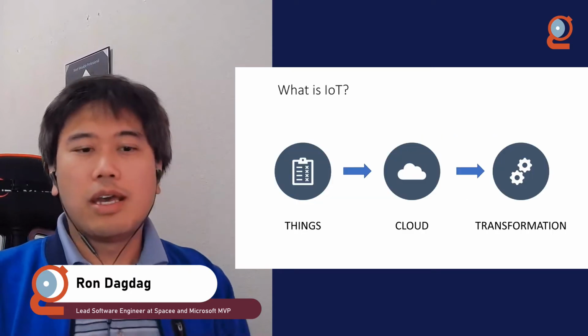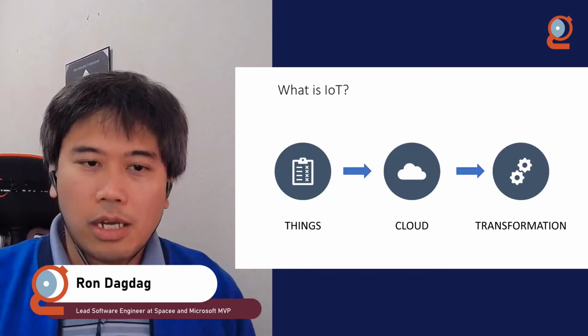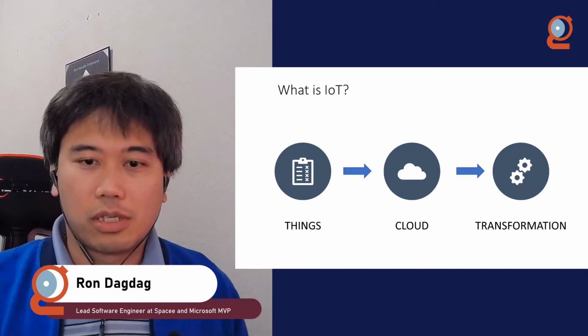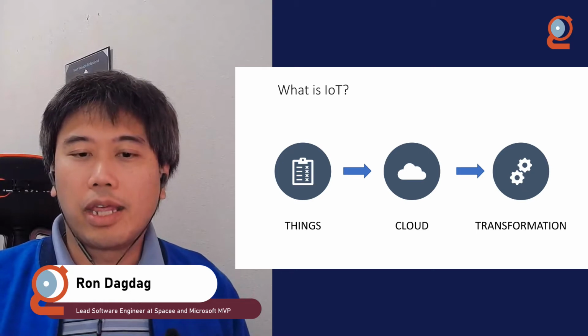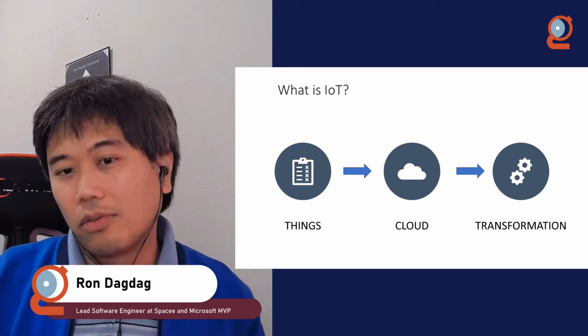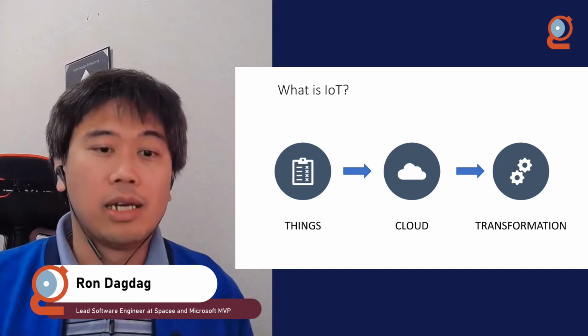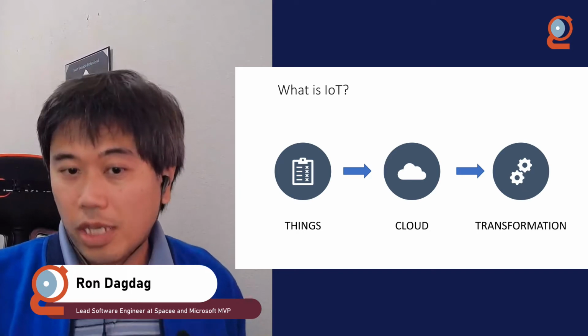So let's start with IoT. In IoT, you have things like sensors in the factory or sensors in your home, and then you send that data to the cloud, and of course, you do some transformation based on the data that you receive from your sensors.